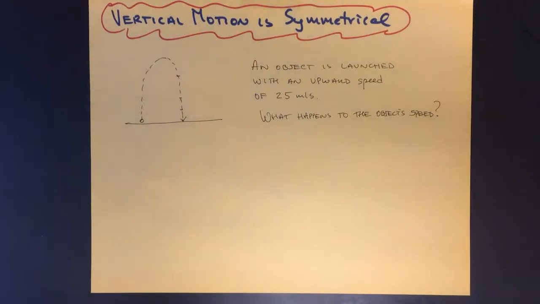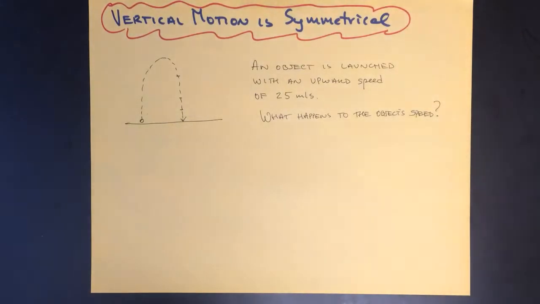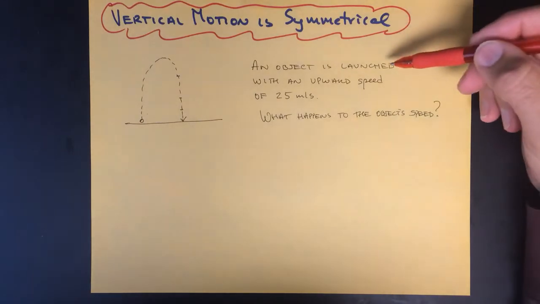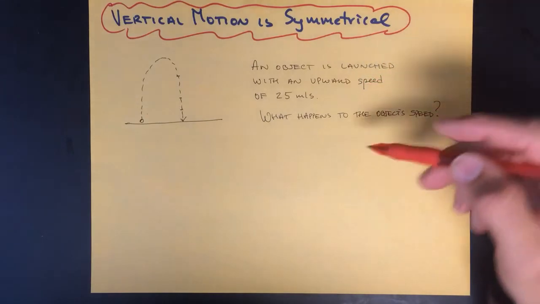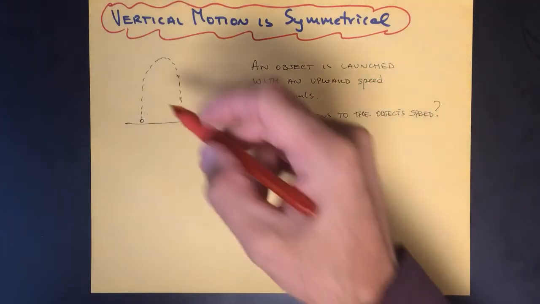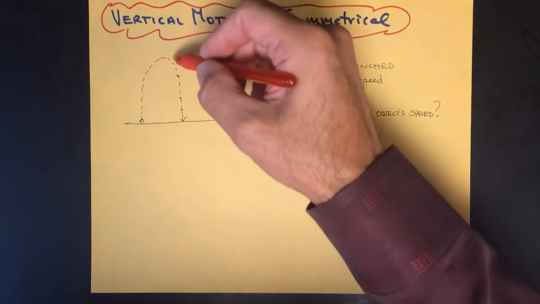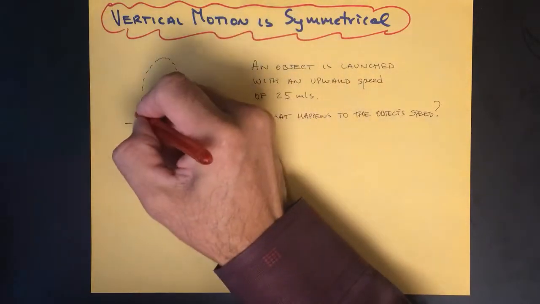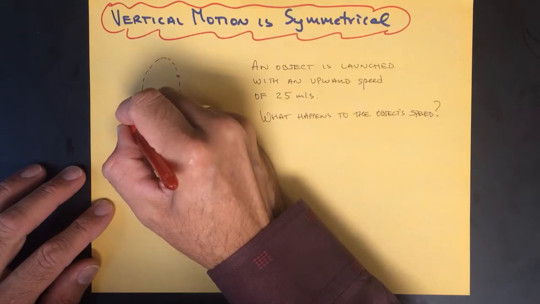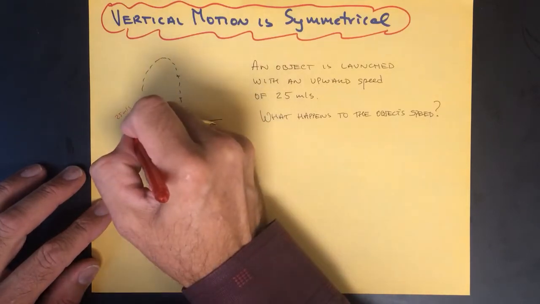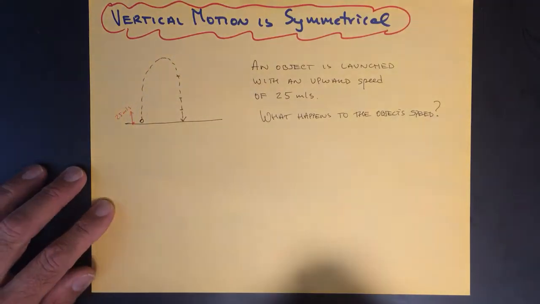In this lesson, I want to discuss the fact that vertical motion has symmetrical aspects to it. So imagine an object that's launched upward with a speed of 25 meters per second. What happens to the object's speed as it moves through its path? So we're going to begin with a speed of 25 meters per second, and that's going to be right here at the bottom on the ground level.